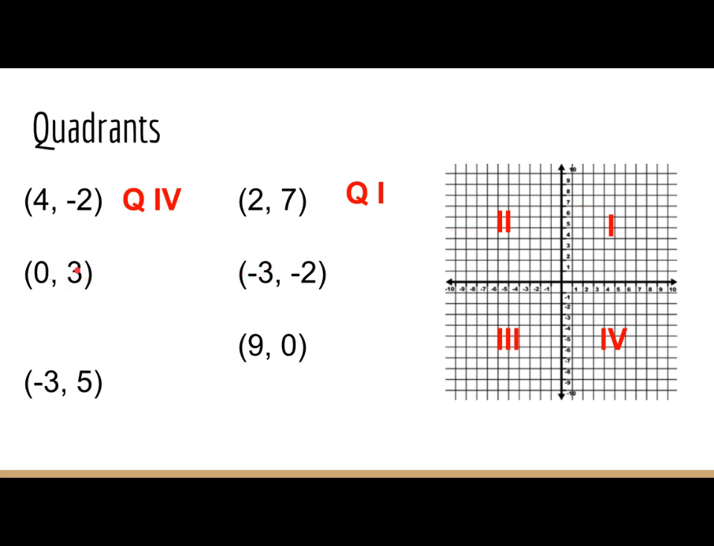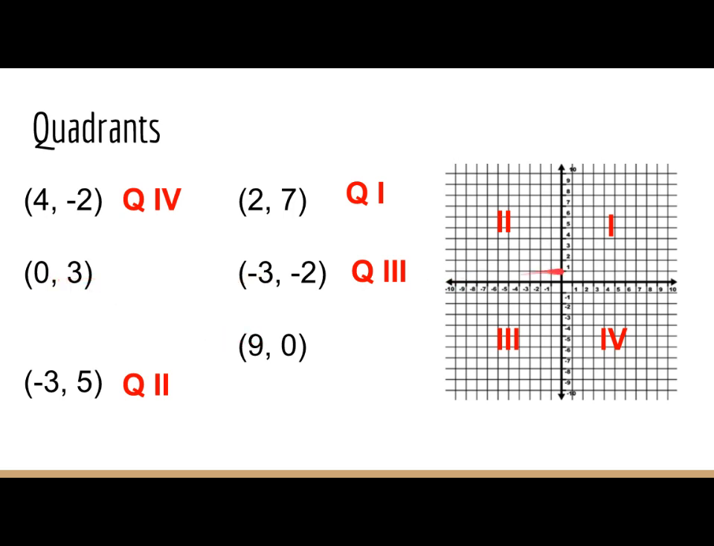I'm going to skip (0, 3) for a minute. I'm going to go to (-3, -2). So if we go -3, -2, it's in quadrant 3. (-3, 5) would be -3, up 5, in quadrant 2. There we go. So there's 1 in each quadrant. (0, 3) and (9, 0).